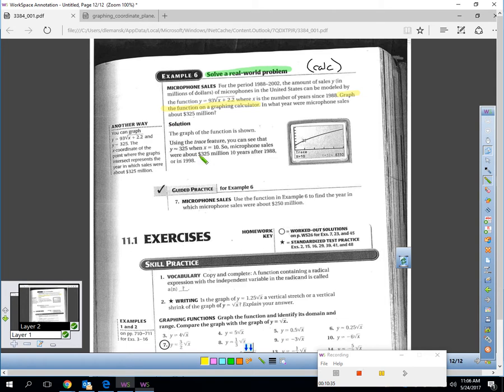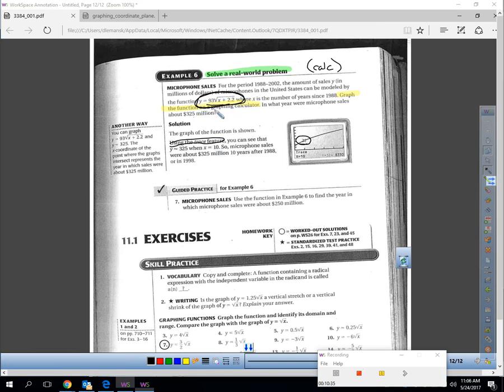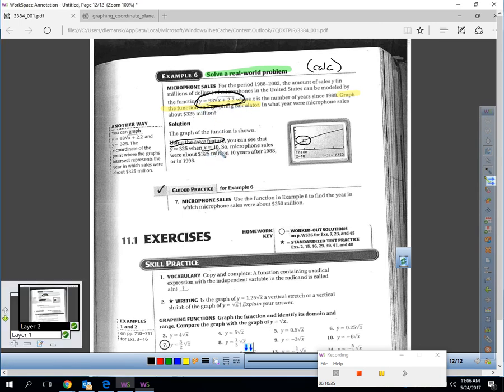Well, look what they do. They say to use the trace feature. You can just take your calculator and hit your arrow keys, and you'll see the little tracer pop up. And you can trace this to see in what year the sales were about 325 million. So what you'll find, if you put this in your calculator, maybe you should stop the video and do it, and trace it, you will see that when x is about 10, y is about 325 million, so the answer is about 325 million.